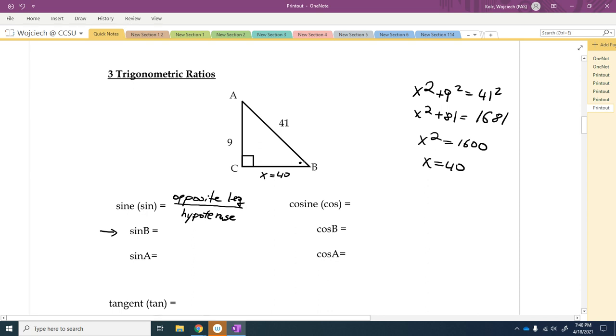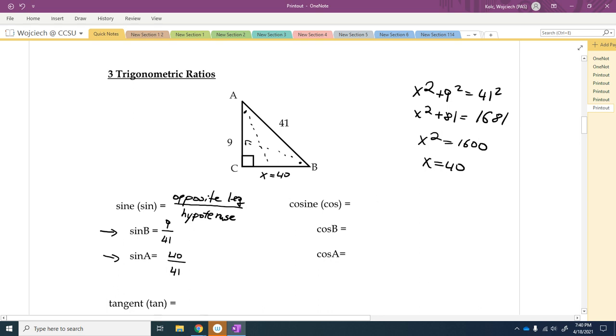So sine of angle B: which leg is opposite? It has to be 9. So it will be 9 over the hypotenuse, which is 41. The second example is sine of angle A. Right now I am over here. Which leg is opposite? The opposite leg would be 40, and obviously the hypotenuse is automatically 41. So sine is the ratio of opposite leg over hypotenuse.